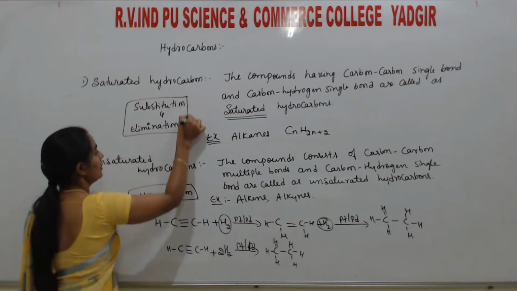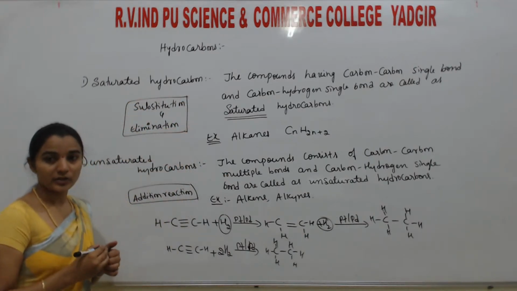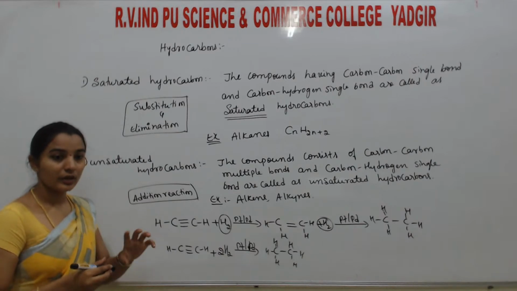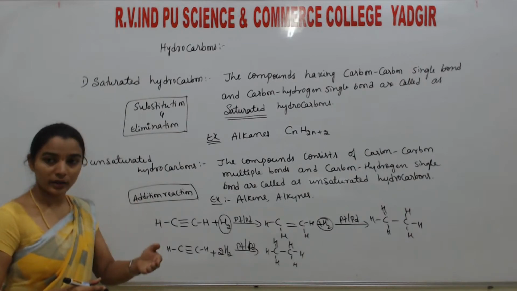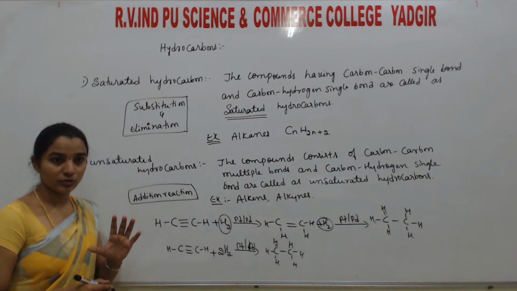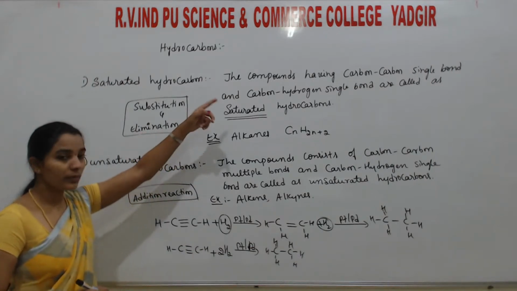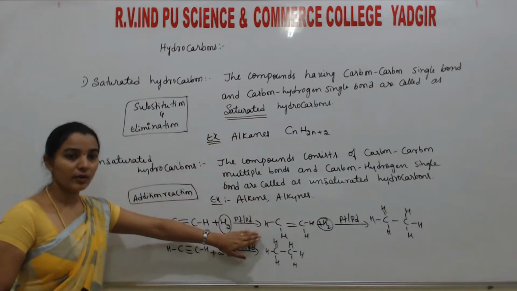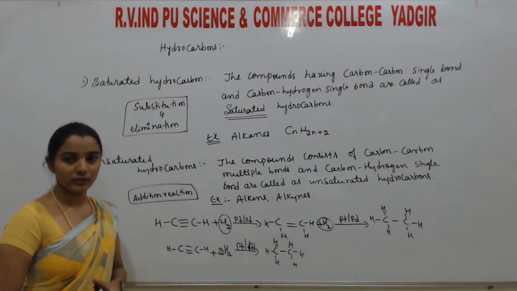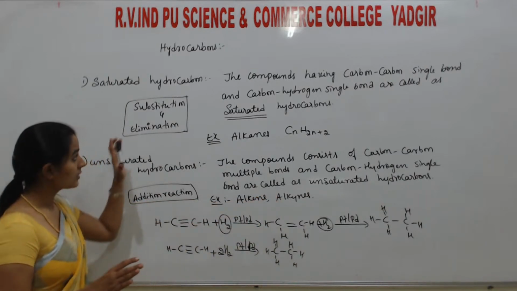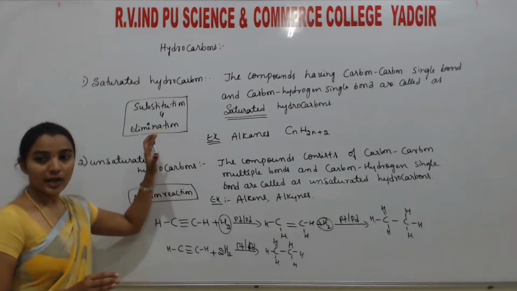Substitution and elimination are the most preferable reactions. Substitute means to replace one atom by another atom. You know the word substitute. Elimination: by eliminating some compounds, they will form alkene and alkyne. Understood? So this is all about aliphatic classification.